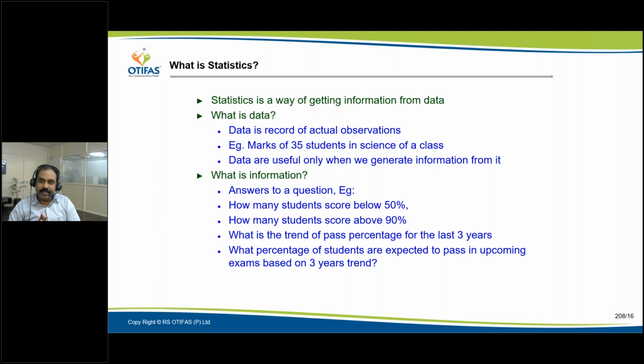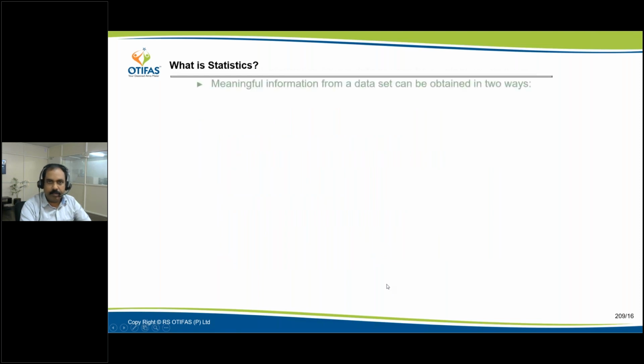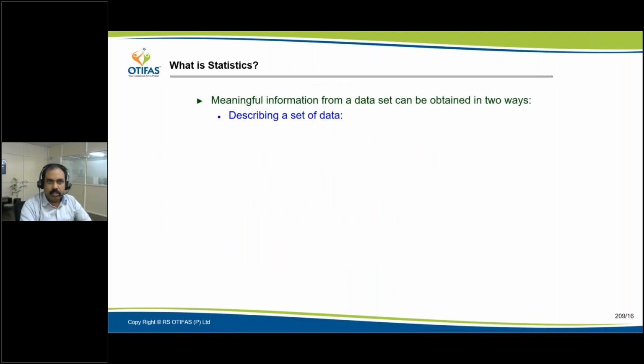A risk, isn't it? When I predict something, there is a risk whether that prediction is right or not. So this makes a difference between two branches of statistics. Okay, now with this you will be very clear about the two branches. So what is statistics? Meaningful information from a data set can be obtained in two ways.